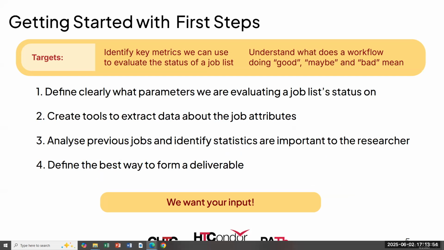Again, we don't want to give you every single thing. We just want to know that these are the main things which we think impact your job status the most. And then the first steps are to clearly define which parameters we are evaluating the job list on. Create tools to extract this data so that you don't have to, and we can just take this data from the job list status, from Condor queue, from Condor history, then analyze previous jobs and identify statistics which are important to you, the researcher, and then define the best way to form a deliverable.